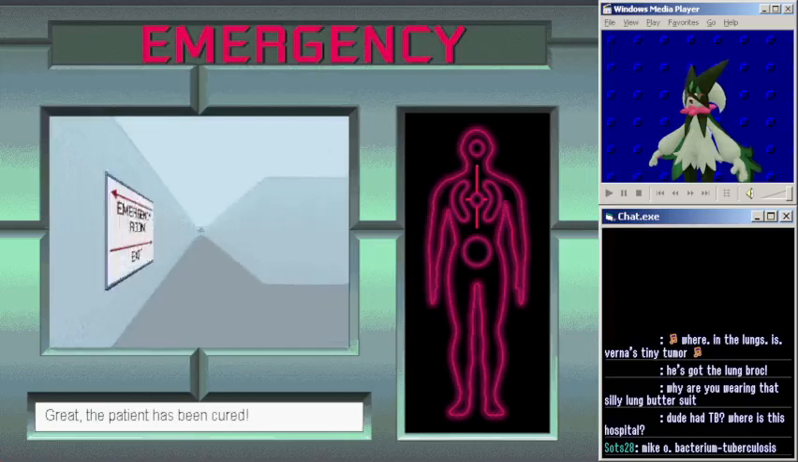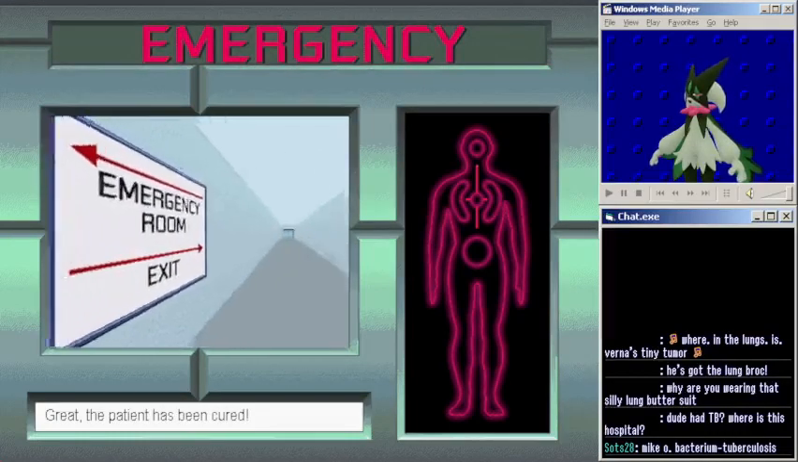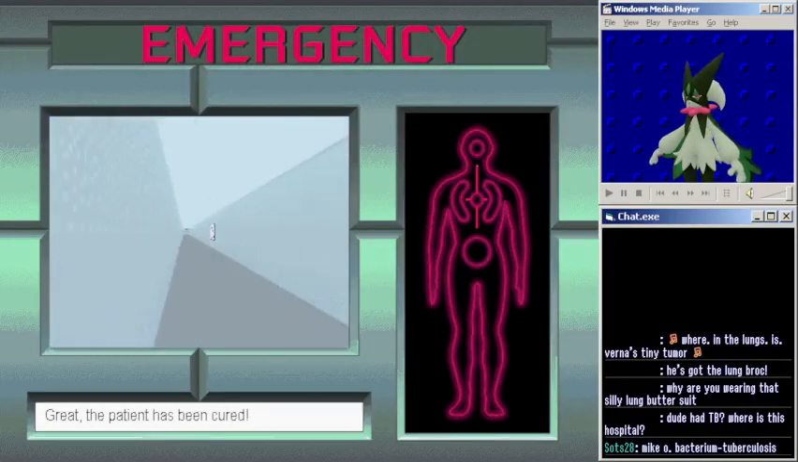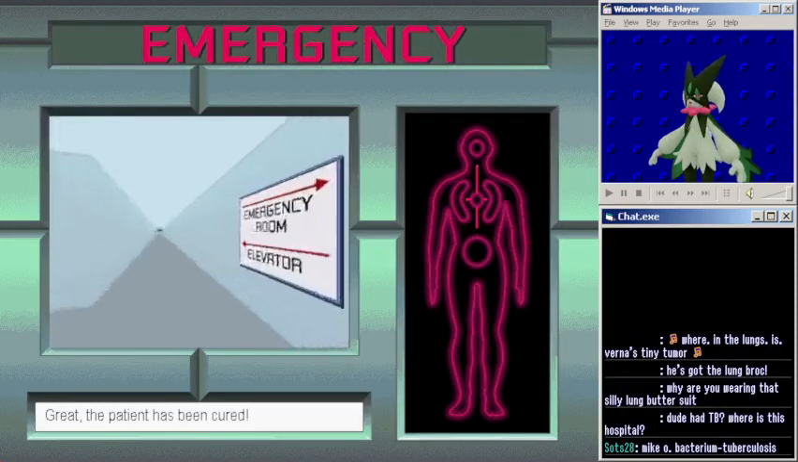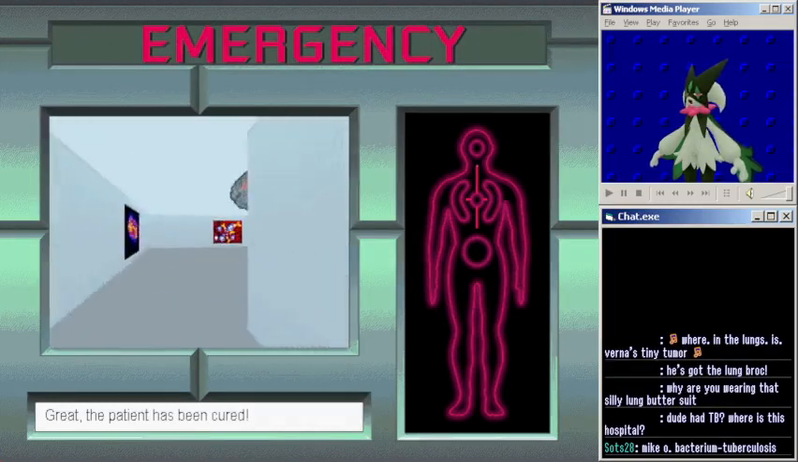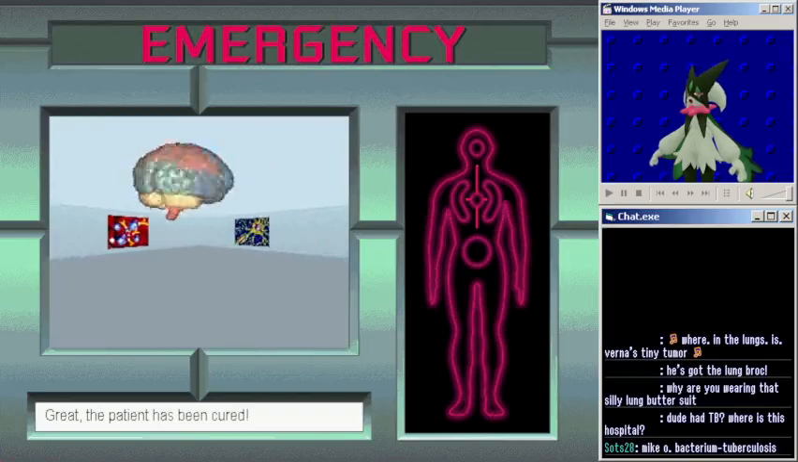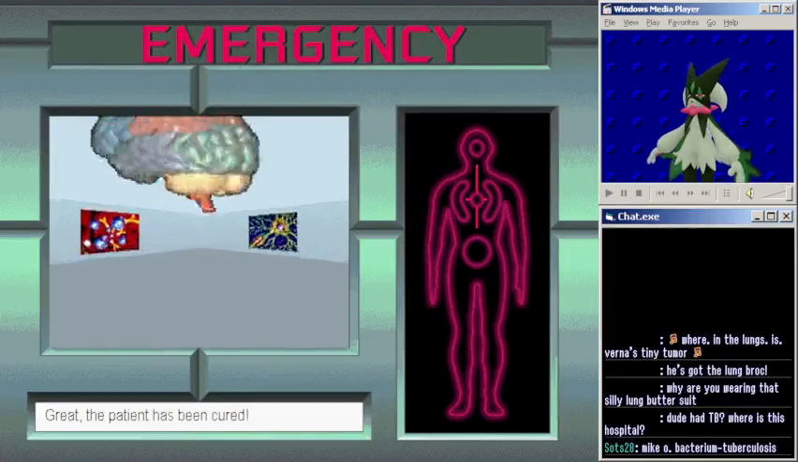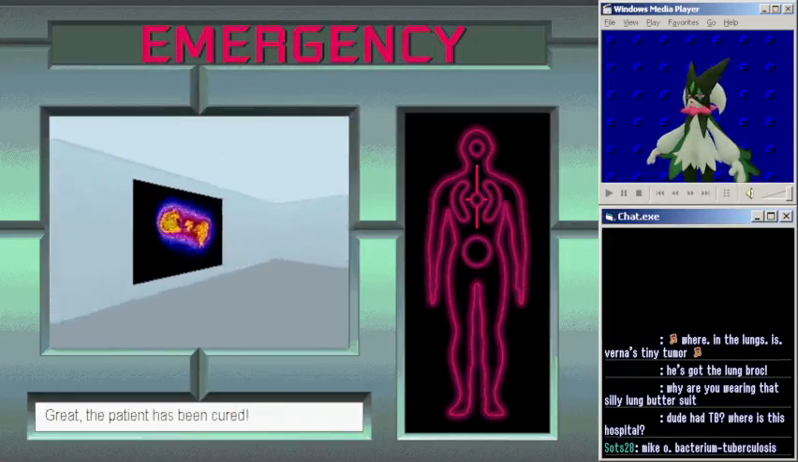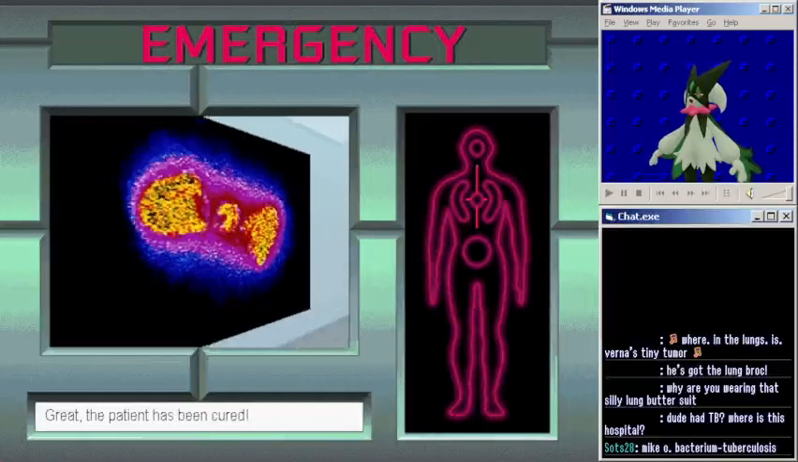Really long hallway. Oh, the emergency room or exit. But then there's also emergency room or elevator. Check this out, we got a little museum of like weird modern medical art.